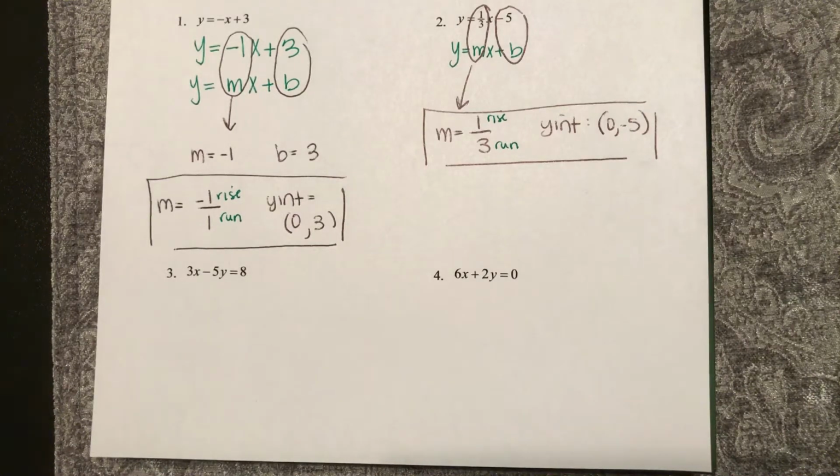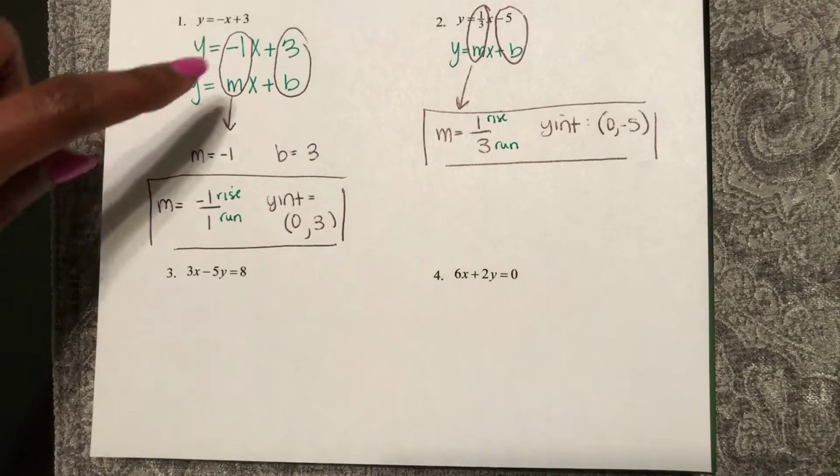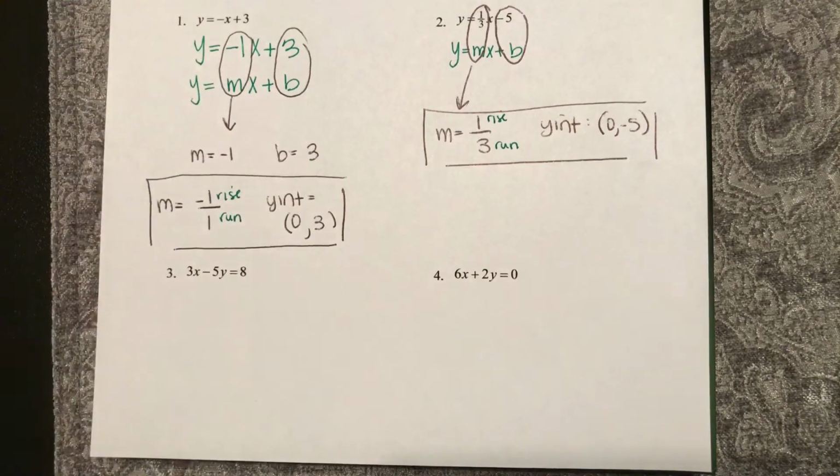Okay, let's continue on with number 3 and 4. These two problems are equations of lines. However, they are not in slope-intercept form. The quickest way for us to find the y-intercept and the slope is to rearrange this equation so that it is in slope-intercept form. So that is in the form y equals mx plus b.